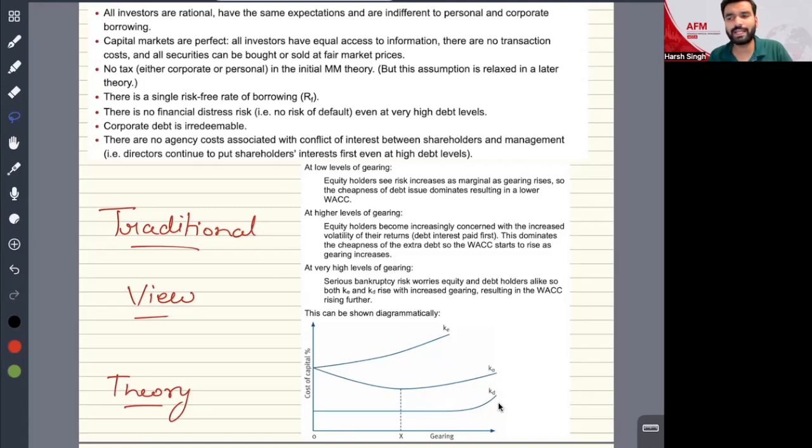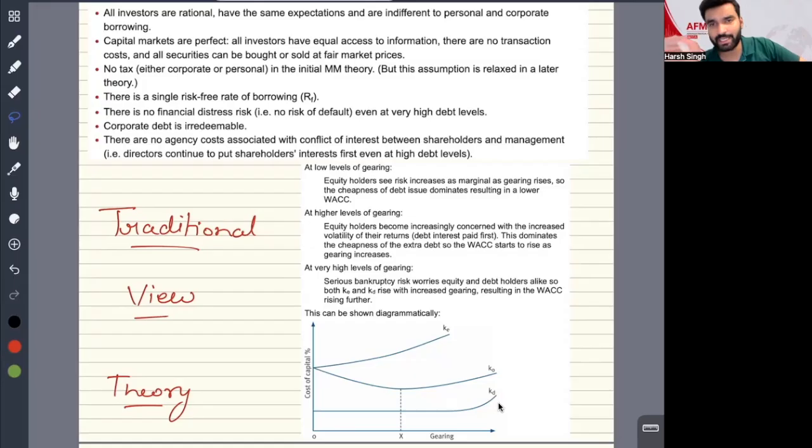What will I do in that situation? I cannot get any returns. So what will they do, guys? They will ask for even more returns, or they start selling the stock. So this is the traditional view of gearing, where we have three levels of gearing: low level, medium level, and high level, or very high level.